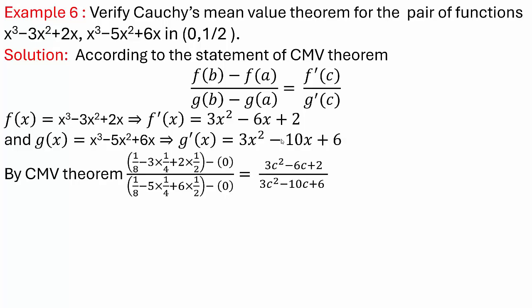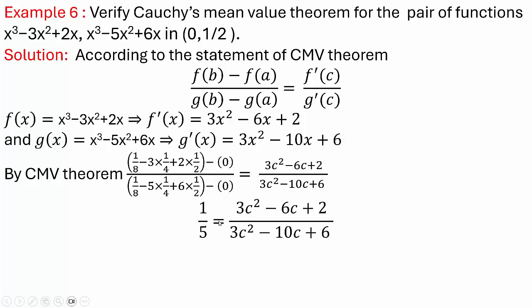By Cauchy's mean value theorem, we get f(b) minus f(a). That means f(1 by 2) minus f(0) divided by g(1 by 2) minus g(0). If we substitute these values, we will get (1 by 8 minus 3 into 1 by 4 plus 2 into 1 by 2 minus 0) divided by (1 by 8 minus 5 into 1 by 4 plus 6 into 1 by 2 minus 0) equal to (3c square minus 6c plus 2), which is f dash c, divided by (3c square minus 10c plus 6), which is g dash c.